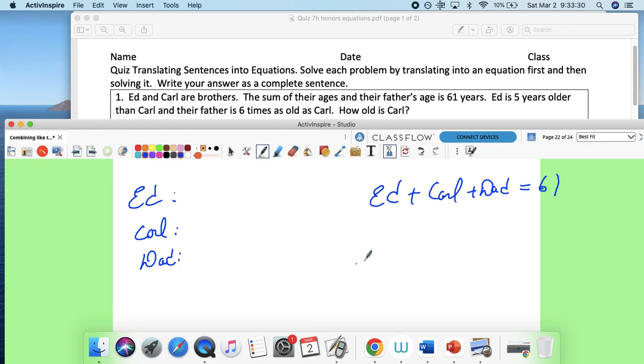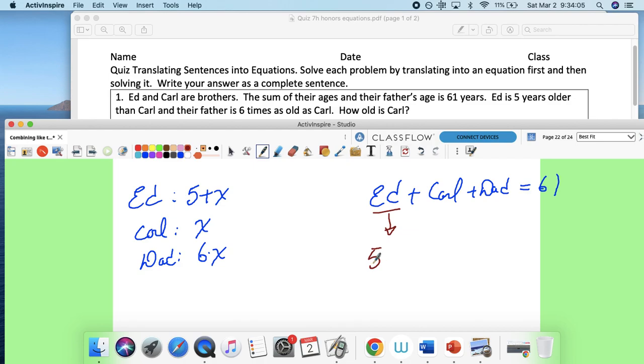So there's our equation. I'm just going to replace Ed, Carl, and dad with better information. So Ed's 5 years older than Carl. Father's 6 times as old as Carl. How old is Carl? Well, we don't know anything about Carl, so everybody's being compared to Carl. So Carl is going to be x. Ed, in relationship to Carl, he's 5 years older, so I'm going to write 5 plus x. And dad is 6 times as old as Carl, so 6 times x. There we go.